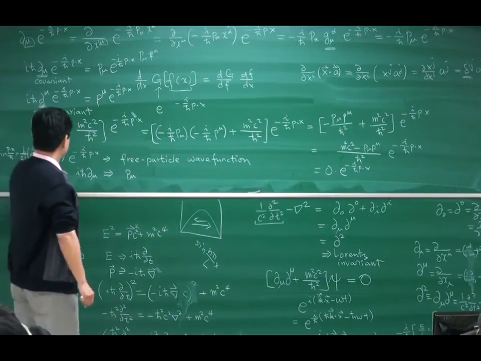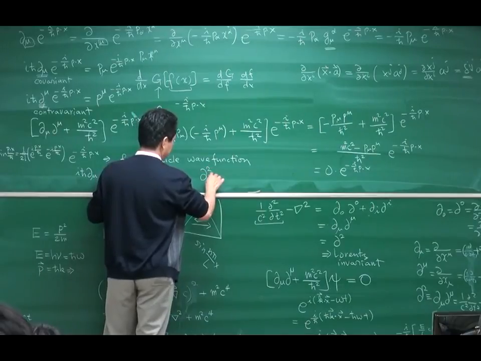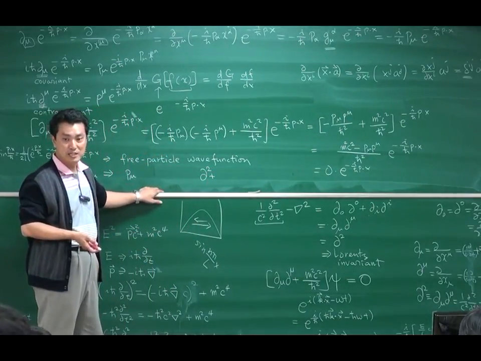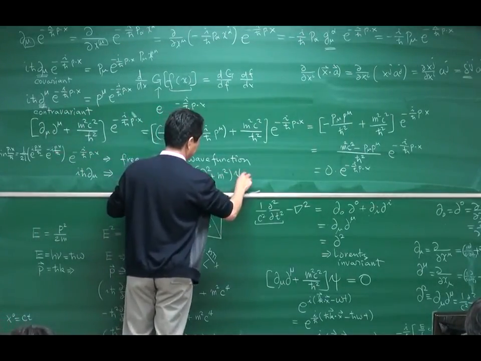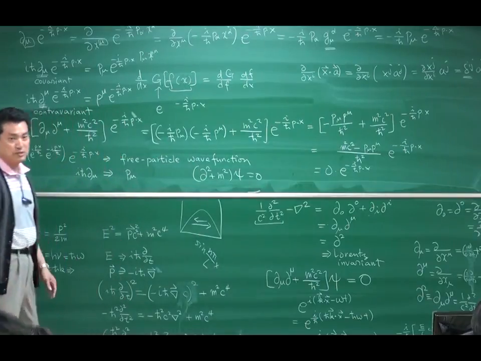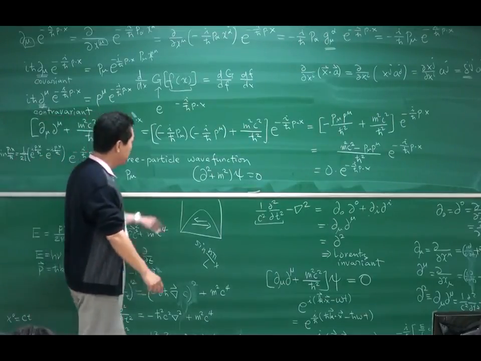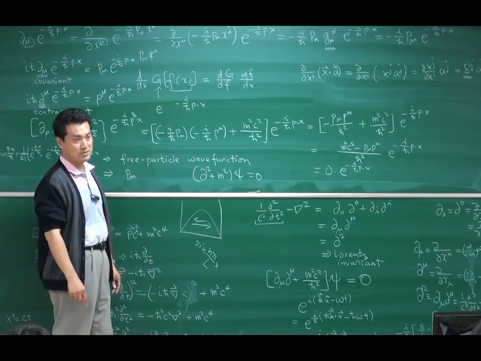So what we have found is that, let me just neglect all the speed of light and h bar. This is the equation of motion for the free particle. Relativistic equation of motion for a free particle, and that is the Klein-Gordon equation.